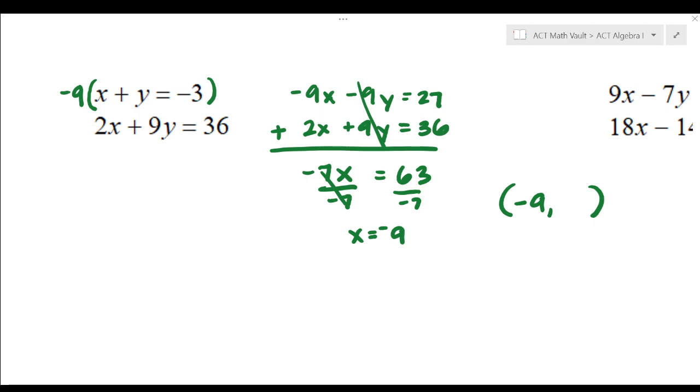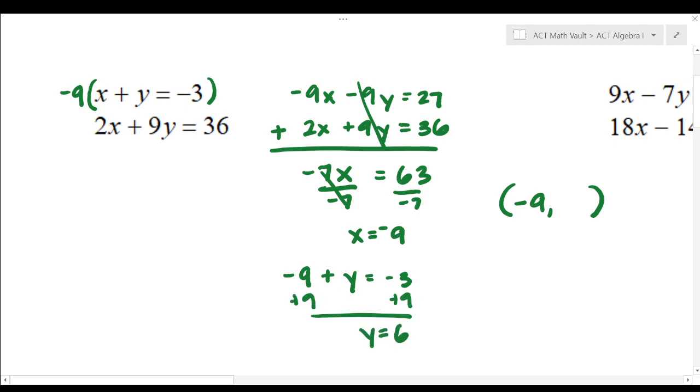So this first equation is a little easier. Instead of x, I'm going to write -9 plus y equals -3. I'm going to solve for y by adding 9, and I get y equals 6.